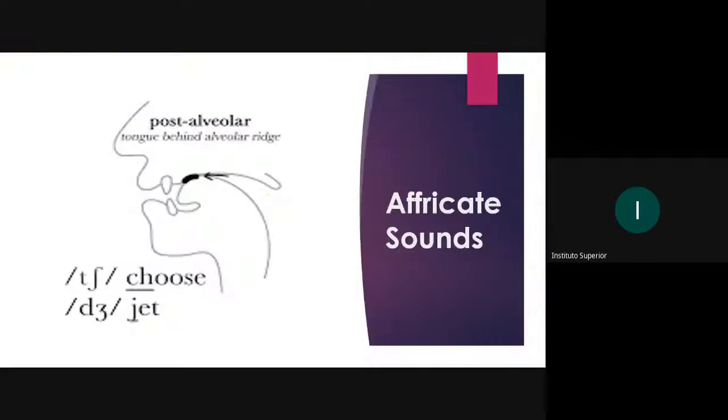Okay, let's continue. How many sounds does the alveolar nasal have, sorry? How many sounds? It has three sounds. Very good. Now we're going to study affricate sounds. Remember, fricatives are different to affricate sounds. Here we have two sounds.